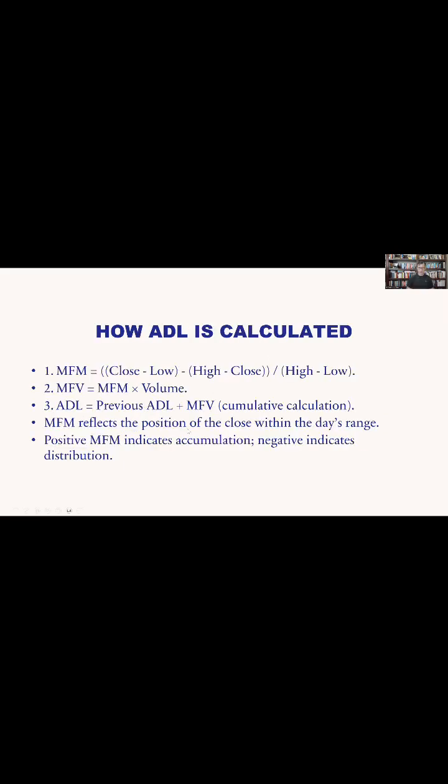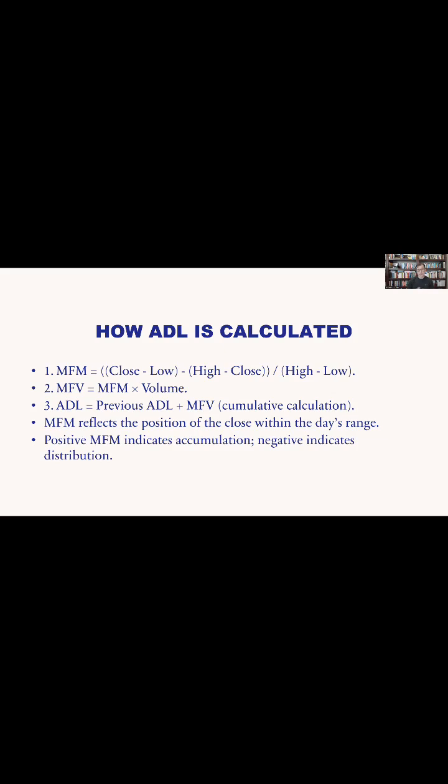If you look at the numerator, it's going to be close minus low minus the high minus close, and those two are actually in their own parentheses. And then you have that divided by high minus low. The key here is that when the close is very close to the high, then you're most likely going to end up with a positive ratio. But when that close is very far away from the high, then you're most likely going to end up with a negative ratio.